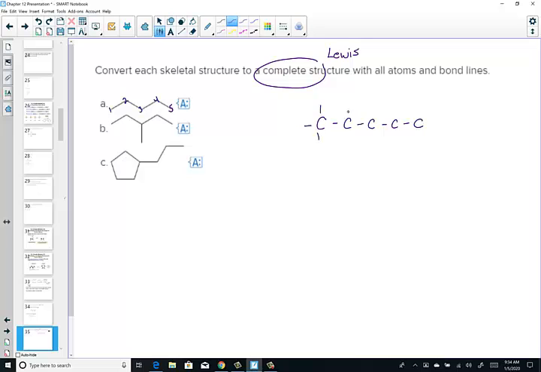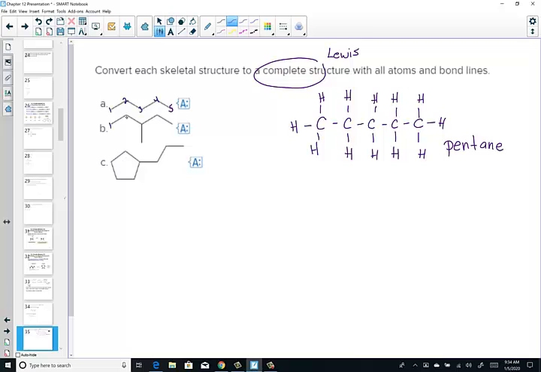Remember to complete their octet. They all require 4 bonds. To do so, we imply that the hydrogens, even though they're not drawn in the line structure, are there. So here is the Lewis dot structure, the complete structure with all the atoms and bond lines drawn. This is a molecule called pentane. We have 5 carbons in the backbone.